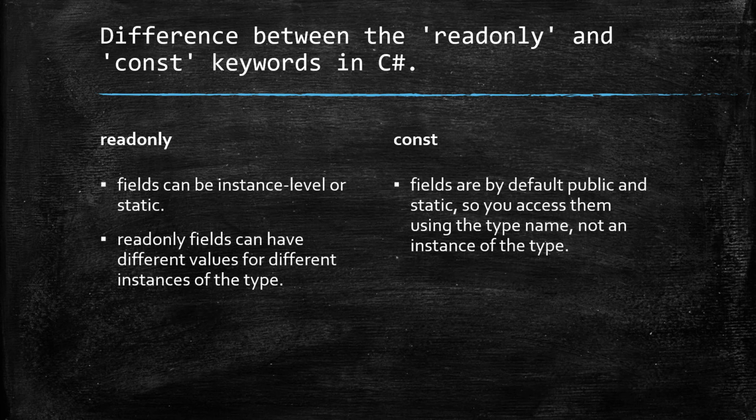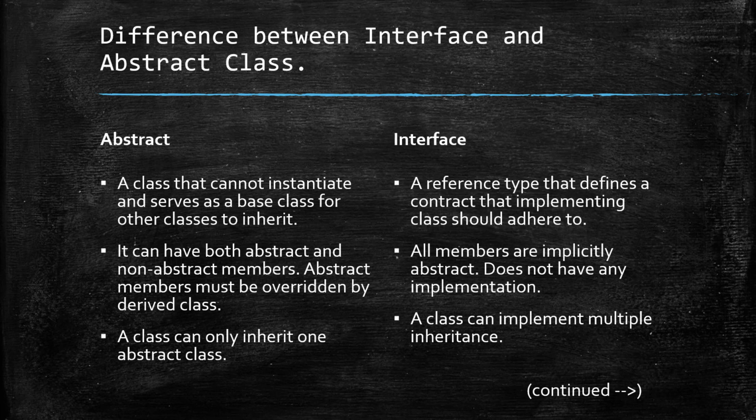For readonly, fields can be instance level or static. Readonly fields can have different values for different instances of the type. For const, fields are by default public and static, so you access them using the type name, not an instance of the type.